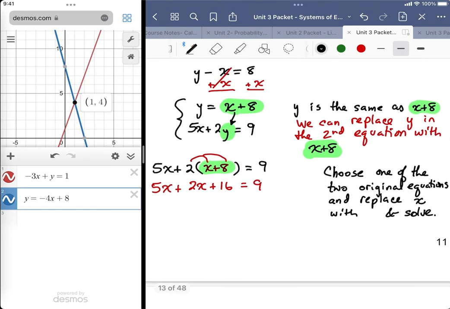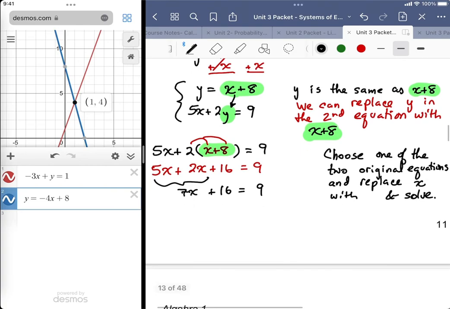Then I'll have to combine like terms. You got 5x plus 2x is going to give you a 7x. Then I'll use a little subtraction property of equality. Subtract off that 16. And then I'll use the division property of equality. Divide out that 7, and you get x is equal to negative 1.